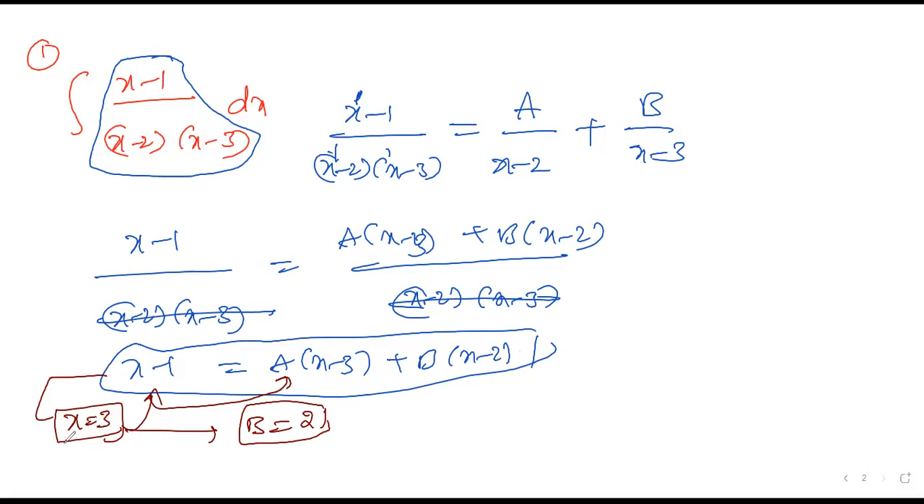No. Right. Next, x is equal to 2 you take. x is equal to 2 means this is going to be 0. So 2 minus 1, it is 1. So 2 minus 1 minus 1. So a is equal to minus 1. Clear, or any doubt first of all?